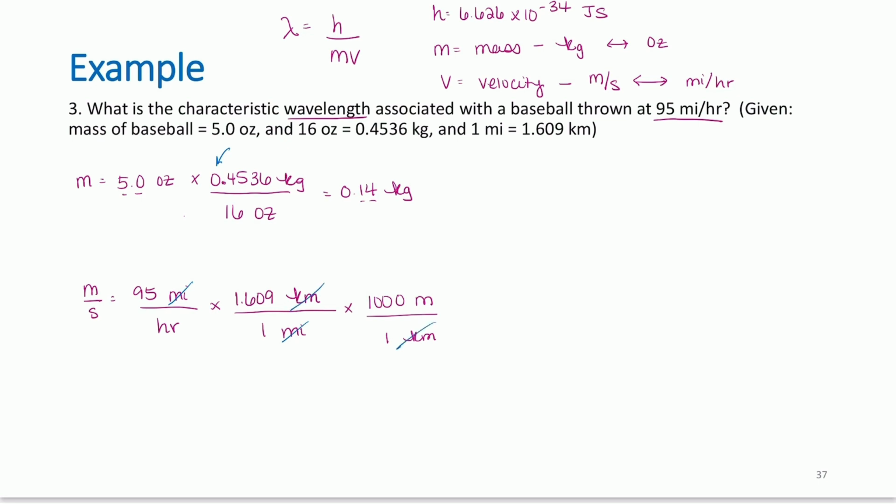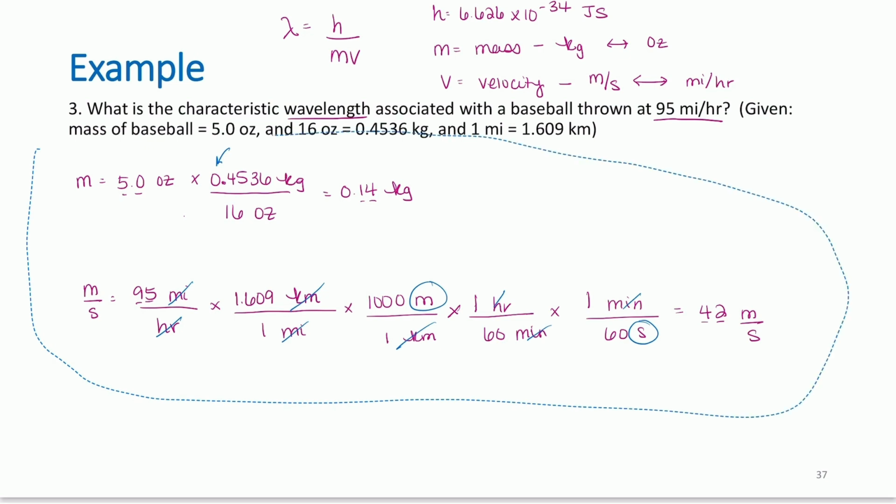Now I just need to convert my time. I know that there is 1 hour for every 60 minutes and 1 minute for every 60 seconds. Cancels my hours, canceling my minutes. I've now got the units I want. Calculate this out, and I get 42 meters per second. 2 sig figs.